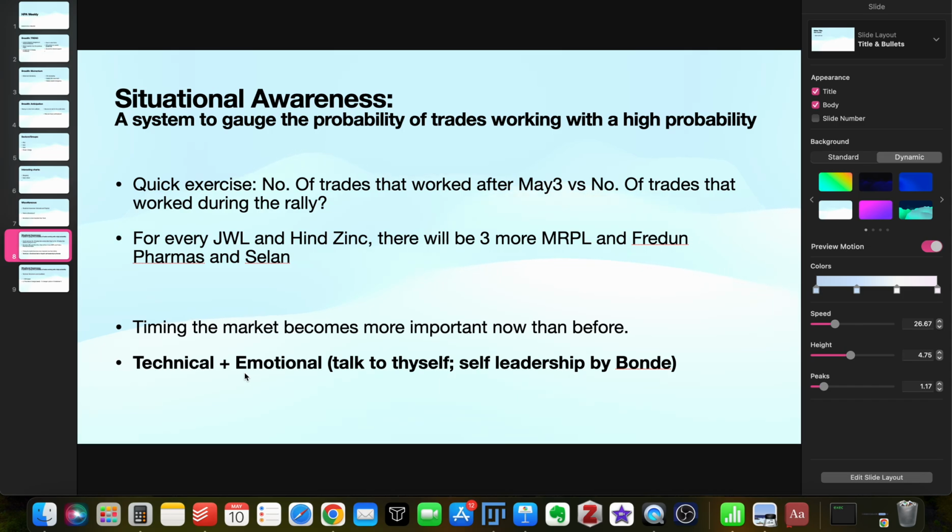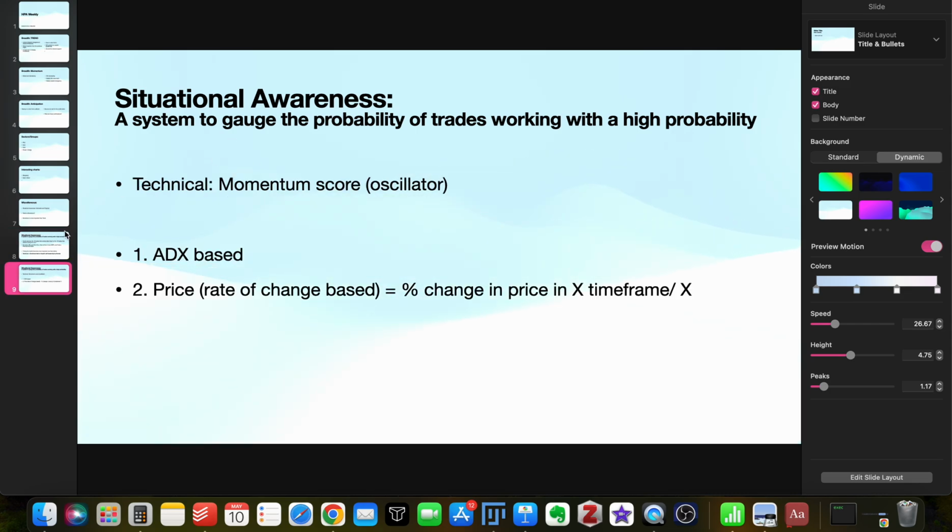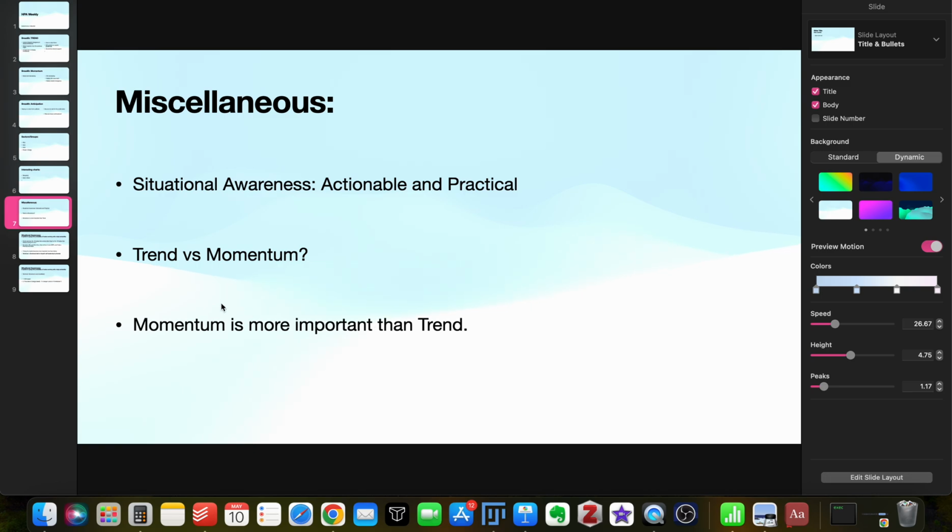Right, how are we doing with time? 8:22. Okay. So the technical part I'm going to show you today. Before that, let's pick up on the question which I posed to you guys. What is trend versus momentum? Simply put, trend basically gives you a direction, and momentum gives you the force of that direction.